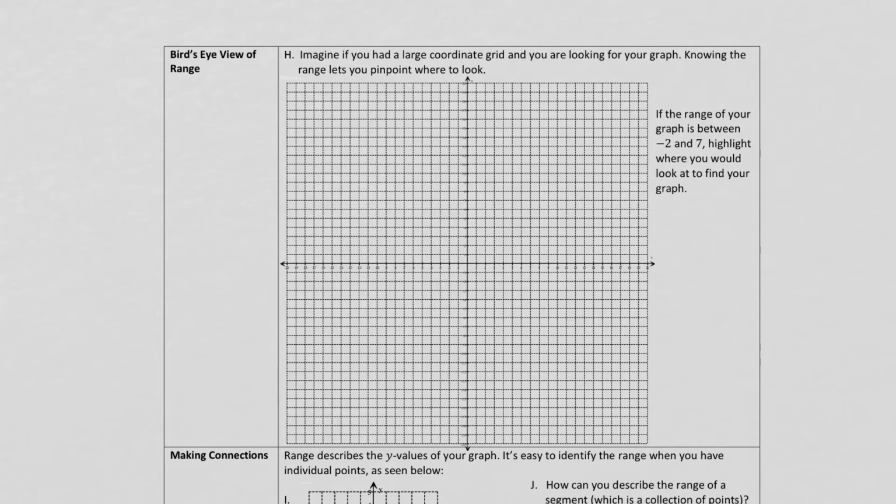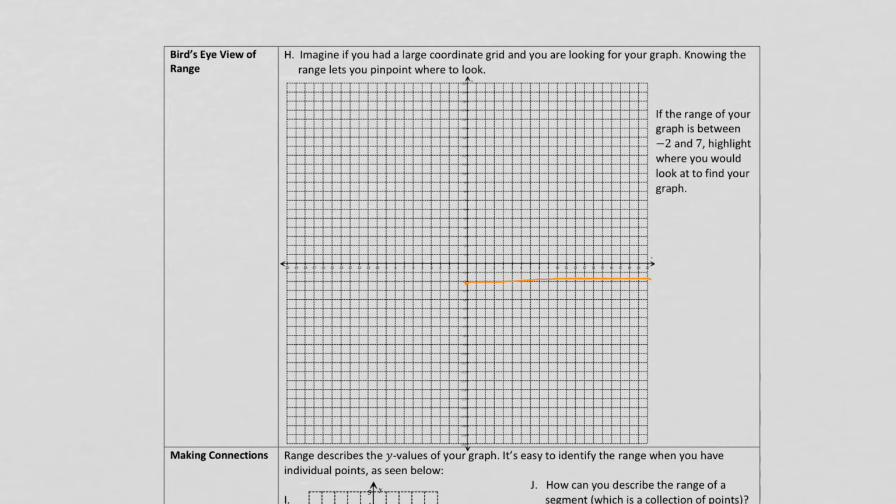So again, imagine a large coordinate grid and you're looking for your graph. Knowing the range lets you pinpoint where in the graph you need to look. So for my range on this one, we're asking you to look between -2 and 7, which are going to be our y values. So if I want to highlight there, -2 on the graph is going to be right here.